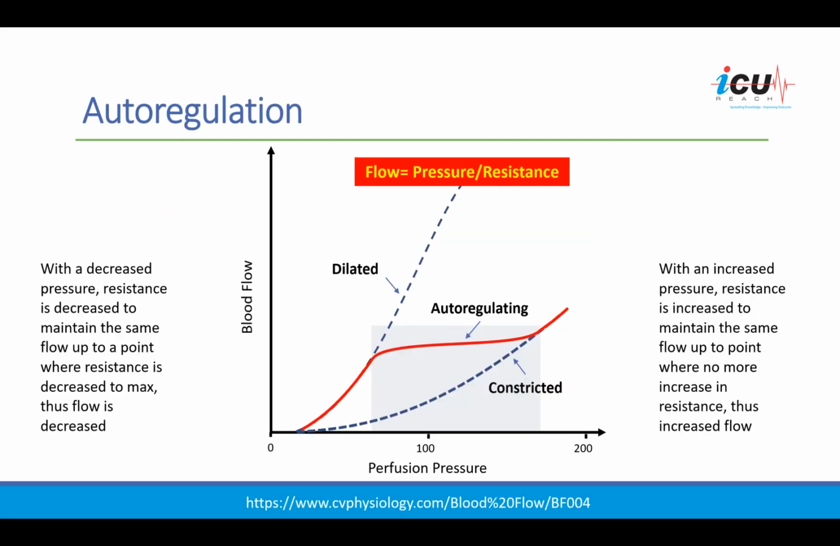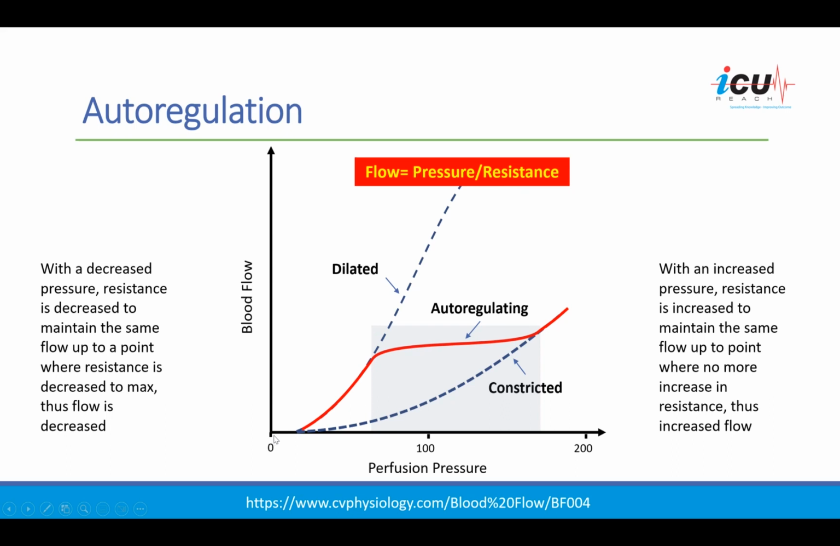But first, let's discuss again the autoregulation mechanism. And as you know, the equation that dictates the relationship between the flow, pressure, and resistance is that the flow equals pressure divided by resistance.